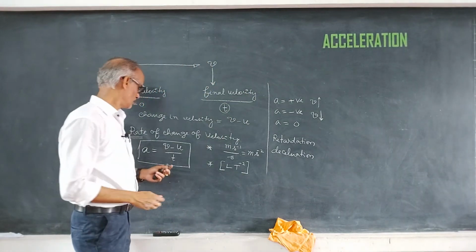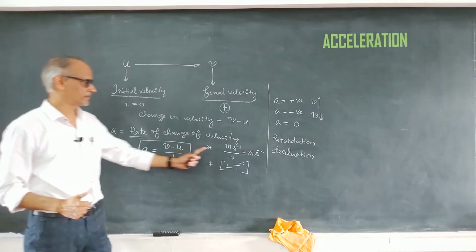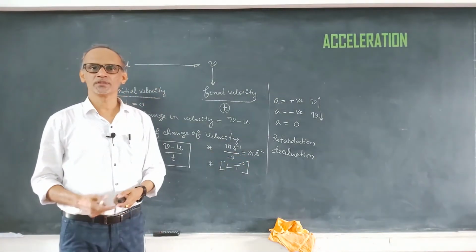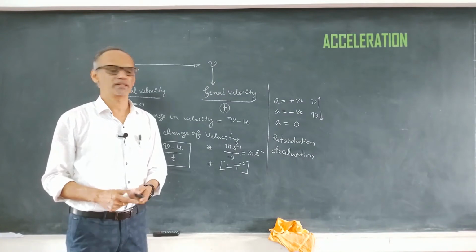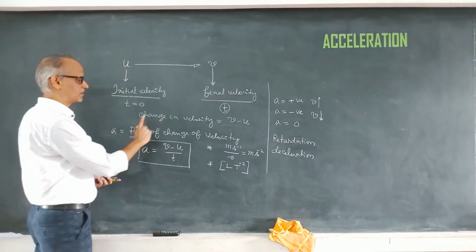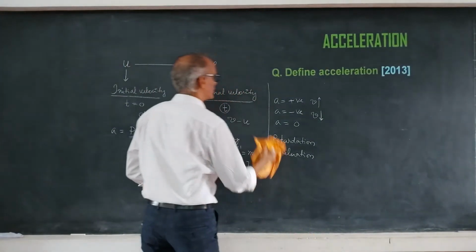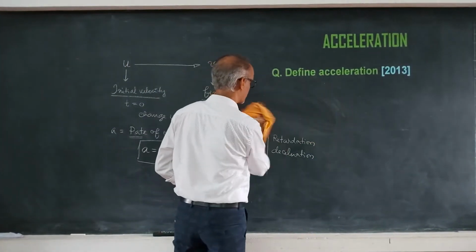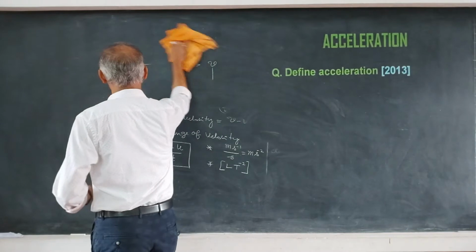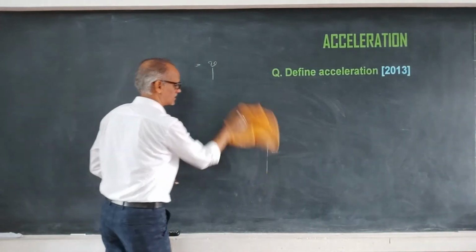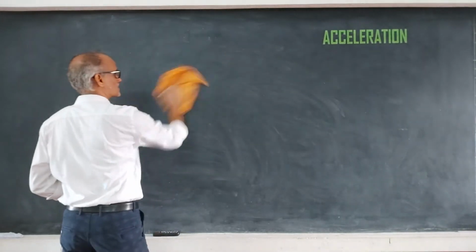Okay. So, acceleration is a vector, the SI unit is meter per second square, and LT minus 2 is the dimensional formula of acceleration. And how do we define acceleration? Rate of change of velocity is called acceleration. You can see this question has been asked in the exam: define acceleration. So, how to define acceleration? Rate of change of velocity is called acceleration.